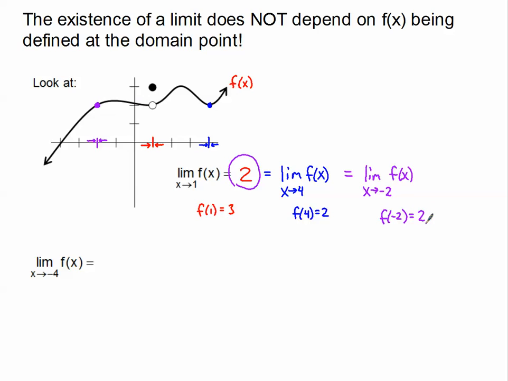So again, it's very important to understand that I don't care if it's an open dot or if it's a closed dot, the function is approaching infinitely closer to the left, infinitely closer to the right. That's what it's becoming, and that's what the limit is.